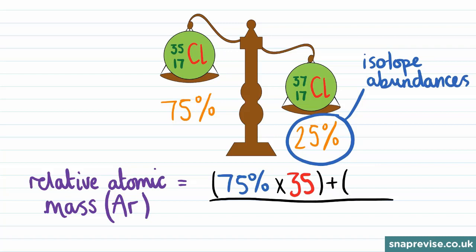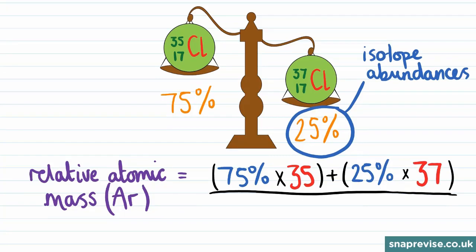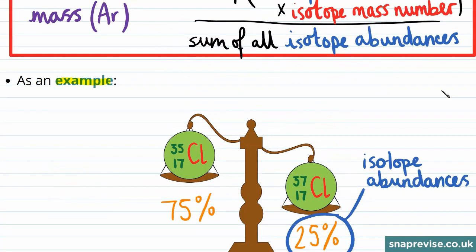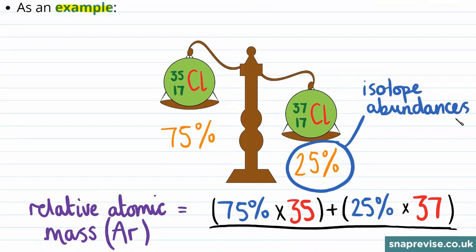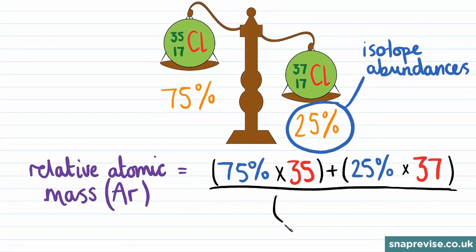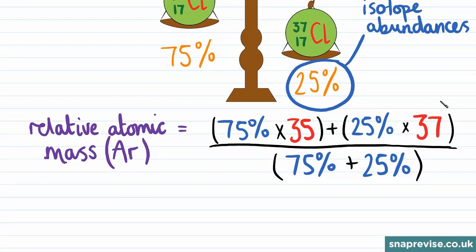To this, we then add an equivalent value for our other isotope, for which the abundance is 25% and the mass number is 37. The denominator of our fraction for the relative atomic mass is then the sum of all the isotope abundances, which in this case is going to be 75% for the isotope with a mass number of 35 and 25% for the isotope with a mass number of 37. We are now ready to calculate our relative atomic mass.